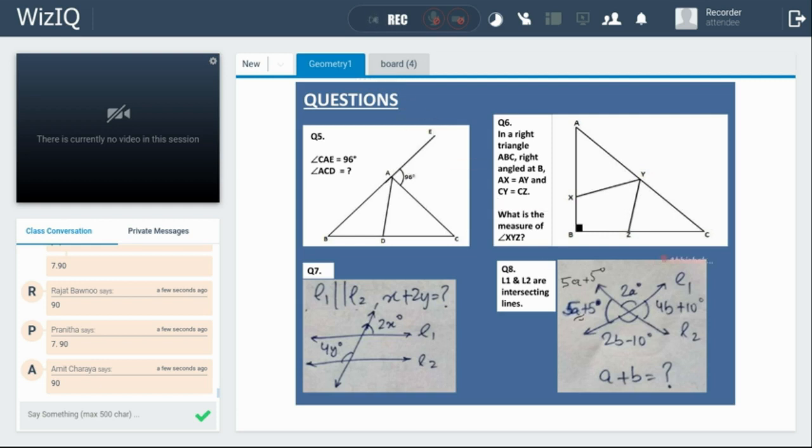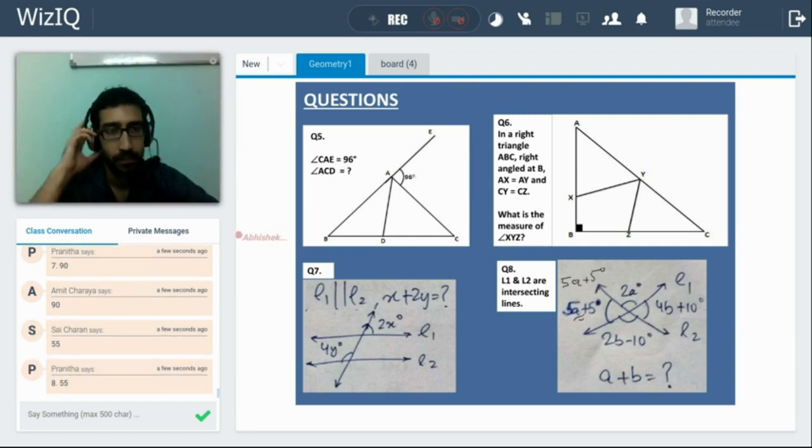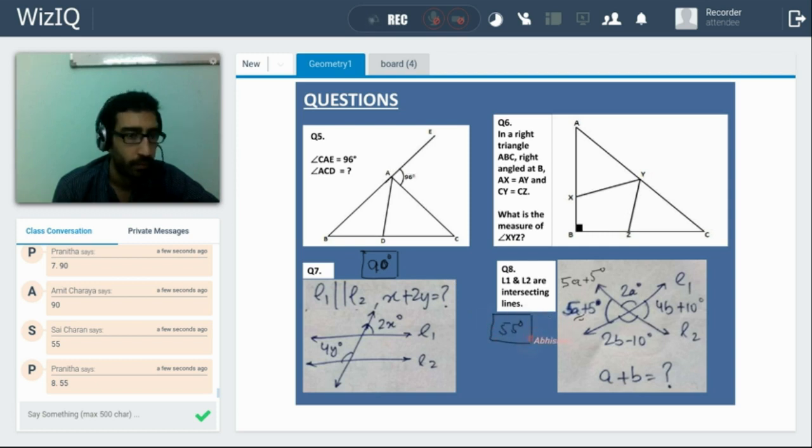What's the answer to question 8? I think that's good. That is good. Any doubts in question 7 and 8, guys? Question 7 is 90 degrees. The answer to question 7 is 90. And the answer to question 8 is 55. Is this clear? Any doubt in these two questions?